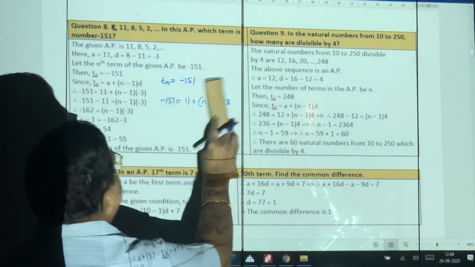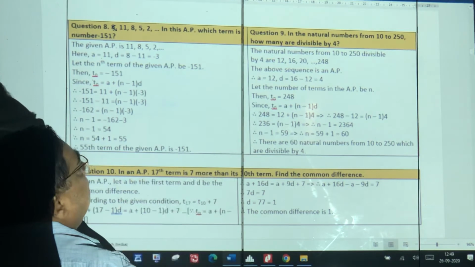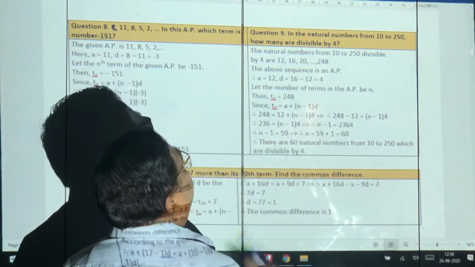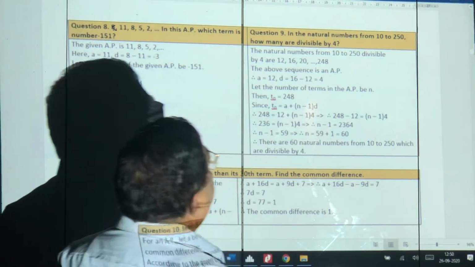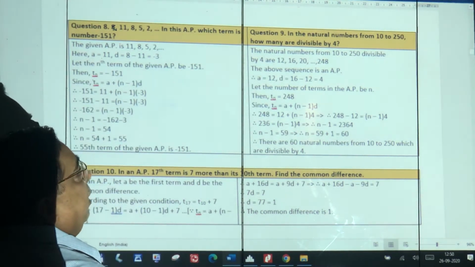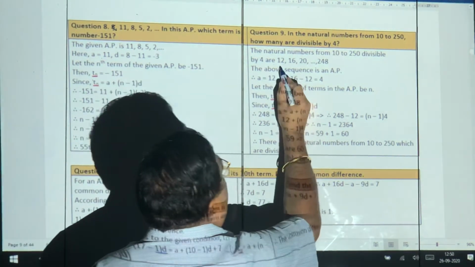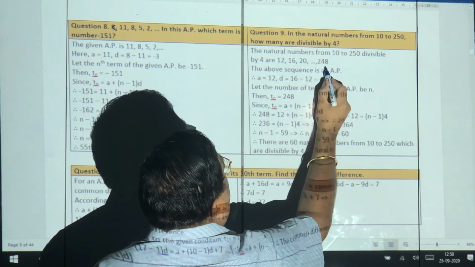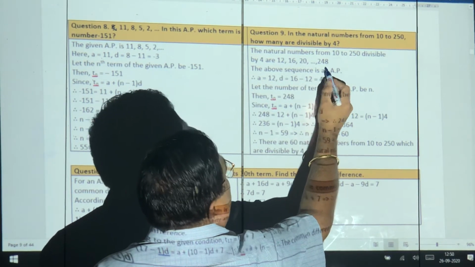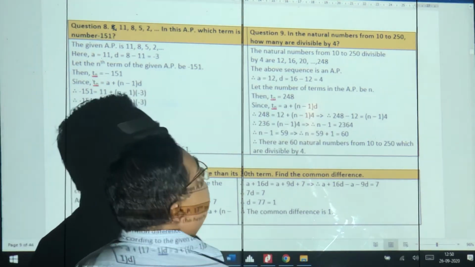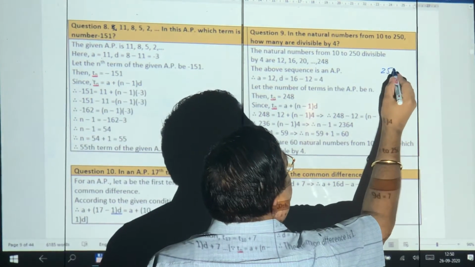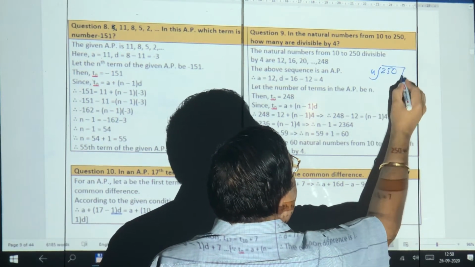So come here also. Here, natural numbers 10 to 250, divisible by 4. Okay, now 10 is not divisible. Now my friends, start the table. So 12, 16, 20 and last will be 248. You will ask me, how do you know what is asked? My friend, you are a big fool because you did not study.